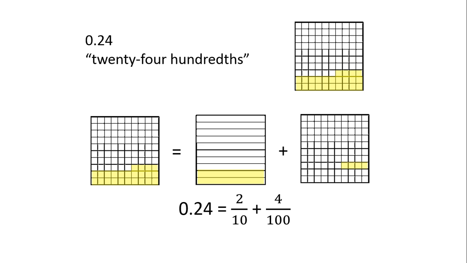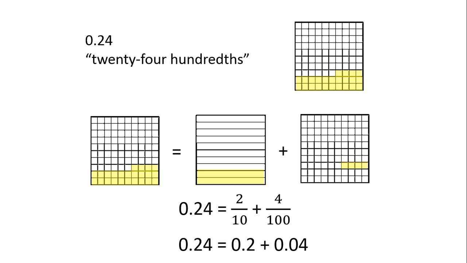And in fact, that's a way to think about the number 0 and 24 hundredths in terms of its fractional parts and place value. The 2 is in the tenths place, so it represents 2 tenths, and the 4 is in the hundredths place, so it represents 4 hundredths. So 0 and 24 hundredths is really saying we have no wholes, 2 tenths, and 4 hundredths.